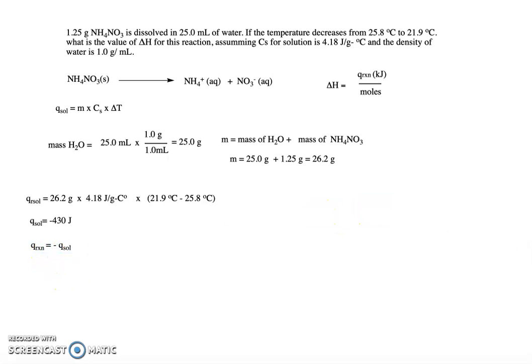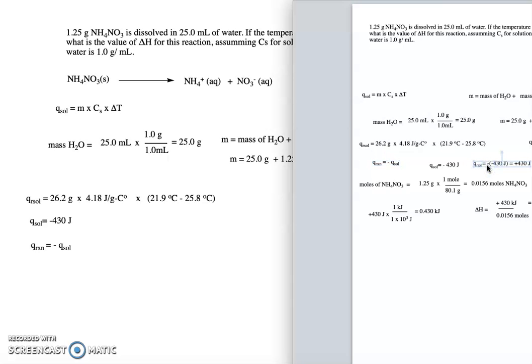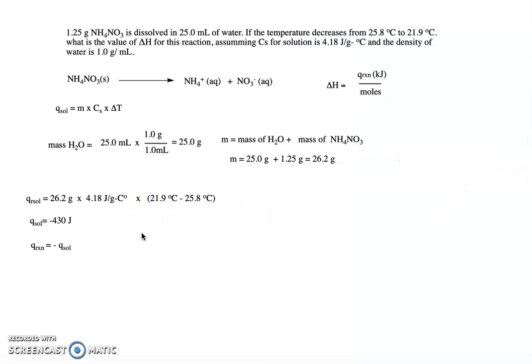So applying that to this case, we get the negative of a negative 430 joules equals plus 430 joules. That is the Q of the reaction. Now you'll also remember we said we need to have the value of Q of reaction in kilojoules, not joules. So let's look at that right now. This is a metric conversion of the kind you did for your first exam. 430 joules times 1 kilojoule per 1 times 10 to the third joules gives us 0.430 kilojoules. So this would be on the top part of our delta H equation.